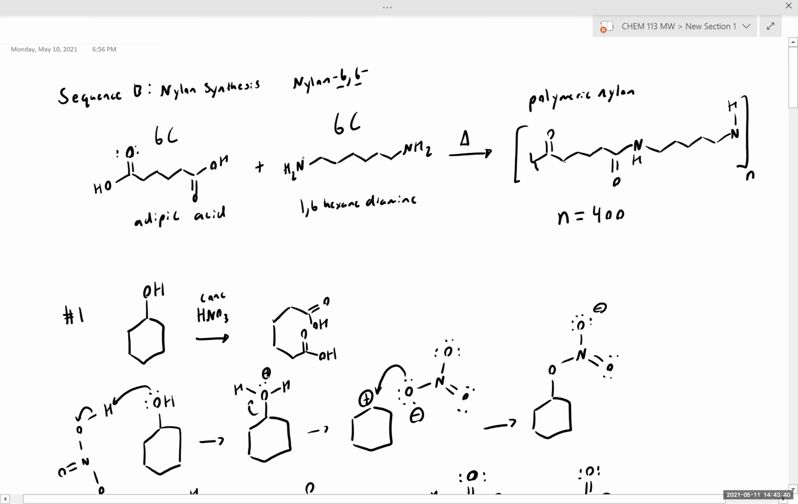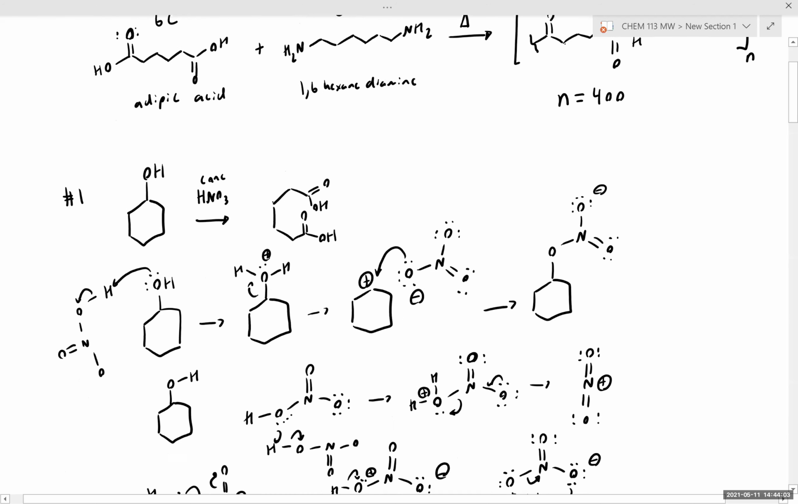And what we're going to be doing in this lab, rather than directly reacting adipic acid and hexane diamine, is we're going to prepare adipic acid, convert adipic acid to adipoyl chloride, and then prepare our nylon polymer via an aminolysis reaction. So what we're first going to talk about is the mechanism for oxidation of cyclohexanol to adipic acid.